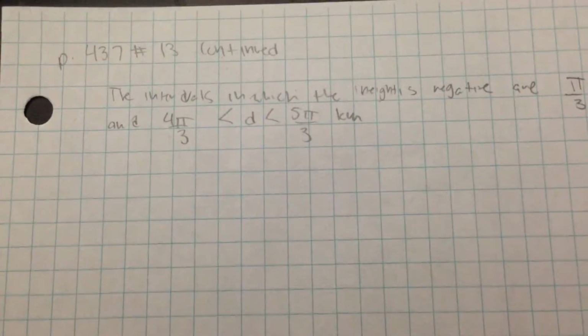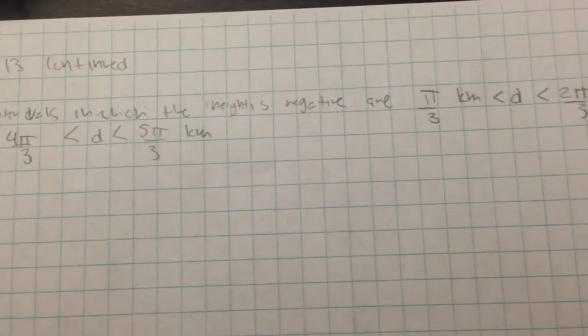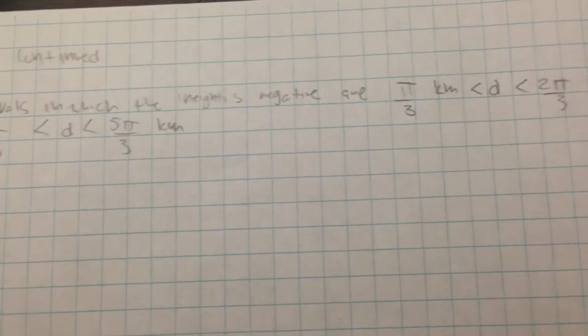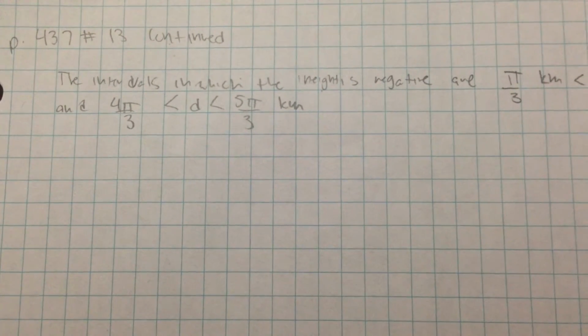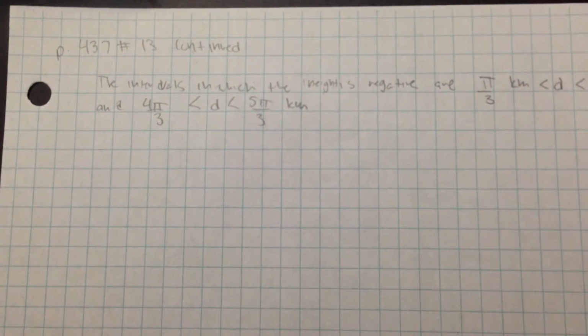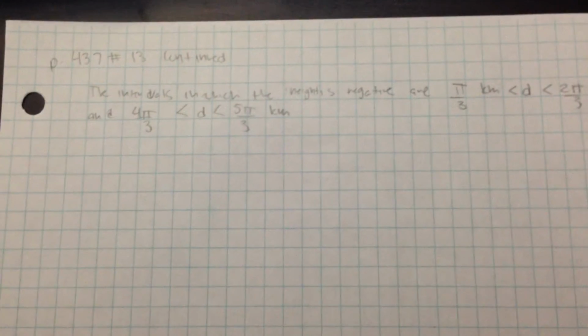That is positive. So the final answer to the question is that the intervals in which the heights are negative are pi over 3 kilometers less than d less than 2 pi over 3 and 4 pi over 3 less than d less than 5 pi over 3 kilometers. So that is the end of question 13 for page 437. I hope this helps. Thank you so much.